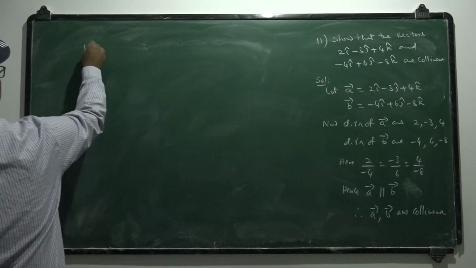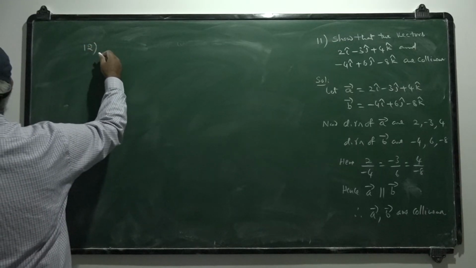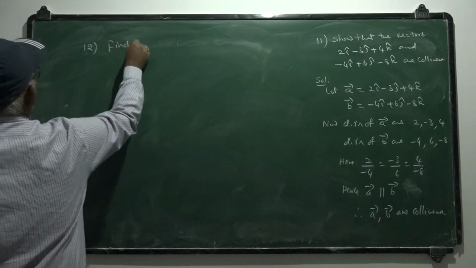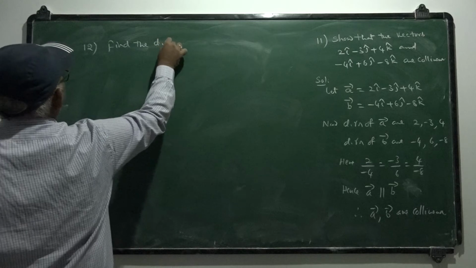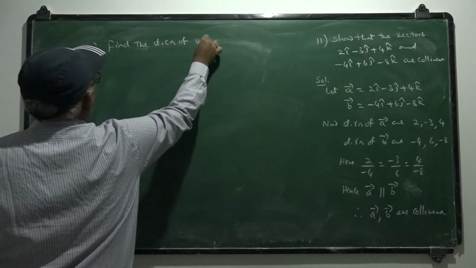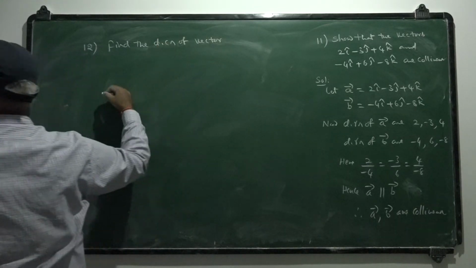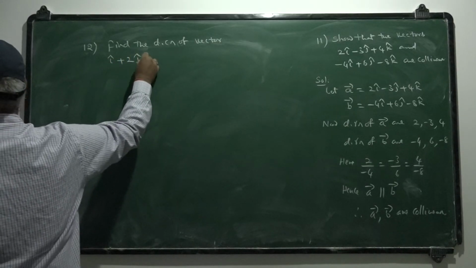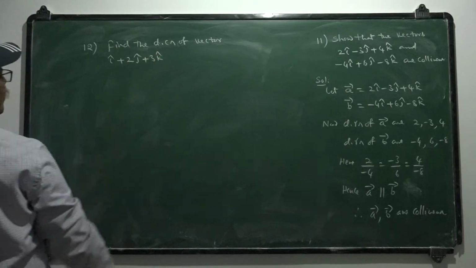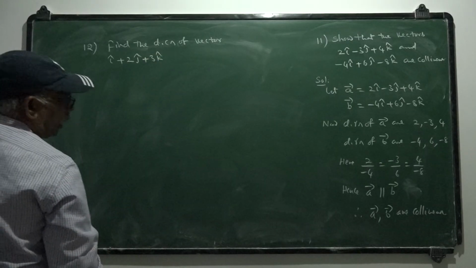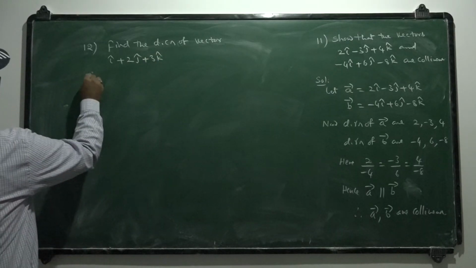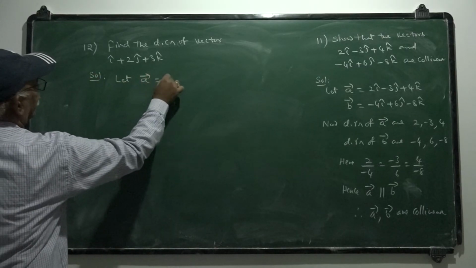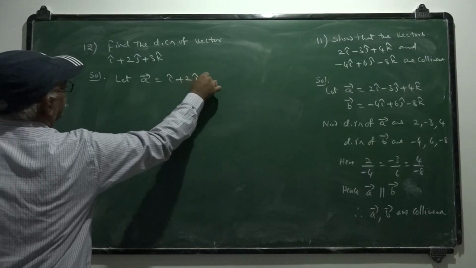Next, 12th one. Find the direction cosines of the vector I plus 2j plus 3k. Find the DCs of the vector I plus 2j plus 3k. This is also very simple. Let the vector be A bar equal to I plus 2j plus 3k.